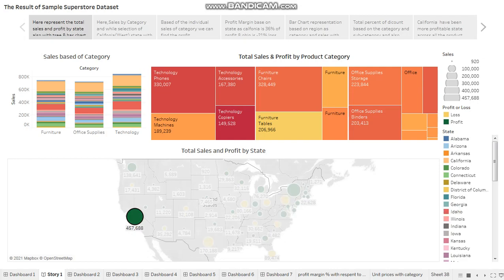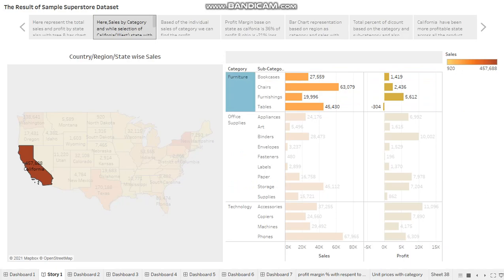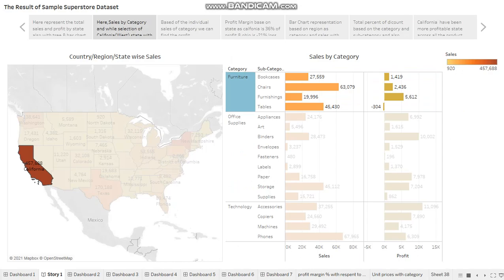Here we have different states with different profits and losses, and we made this with a tree chart representation. In this tree chart we represent the different categories and subcategories. Next, we see sales by category and by region. For example, in California the region is West, and the state is California, along with its sales.